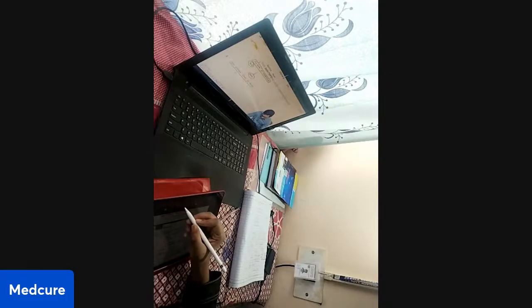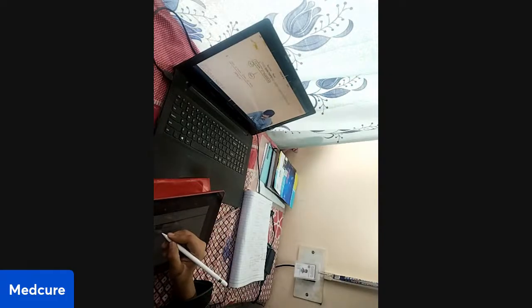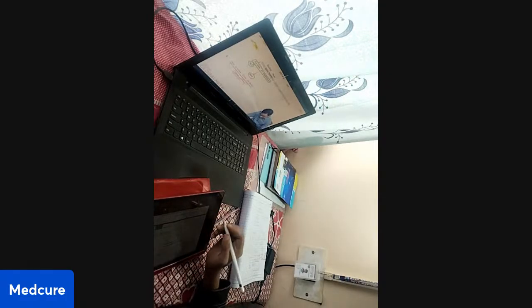One final point regarding massive blood transfusion, the most common cause of death in massive blood transfusion, this question has been asked multiple times, is coagulopathy. It is not TRALI, it is coagulopathy. So why is coagulopathy occurring in these patients? Coagulopathy is occurring because of hypothermia.